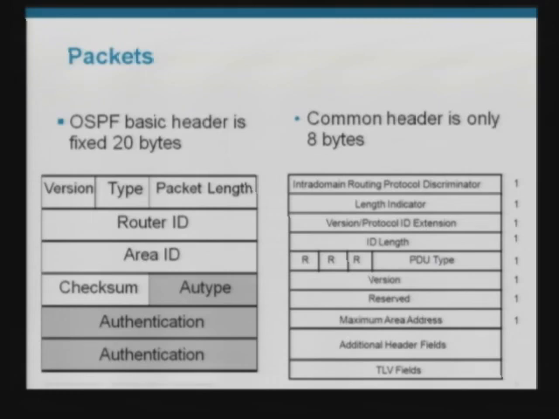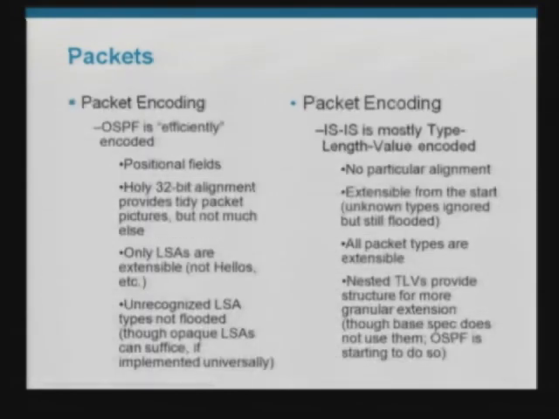OSPF is basically a fixed header, and ISIS, you can see, is basically an extensible header. When they code it, they say, okay, we are coding it efficiently by giving it this 32-bit format, but really it looks nicer in the document, and it's not really achieving anything by following this 32-bit format.